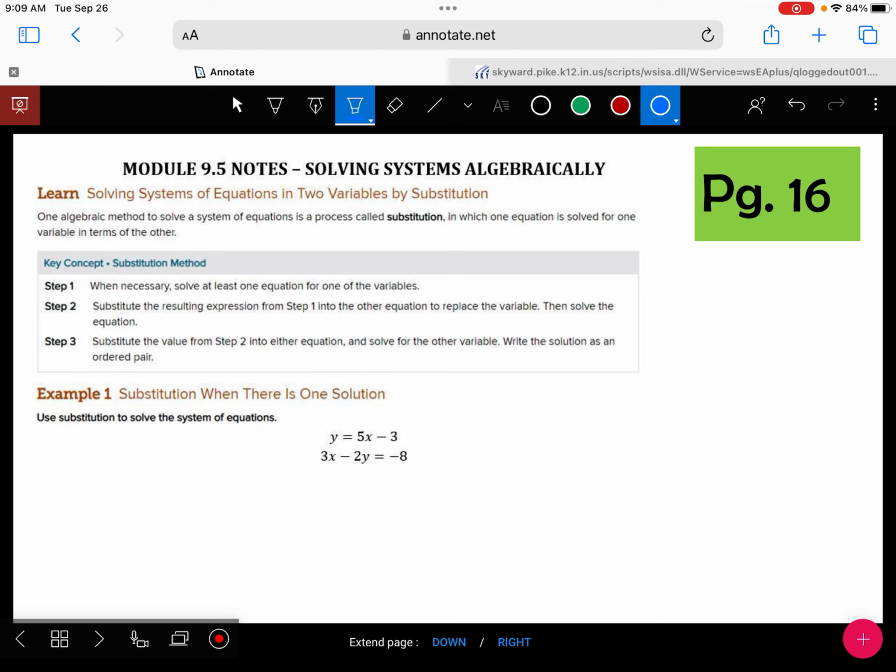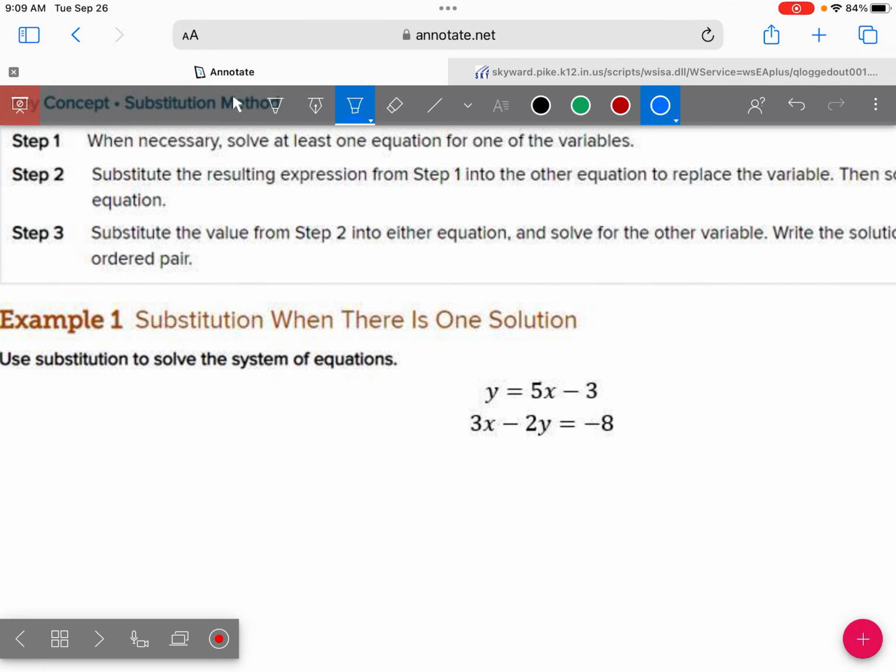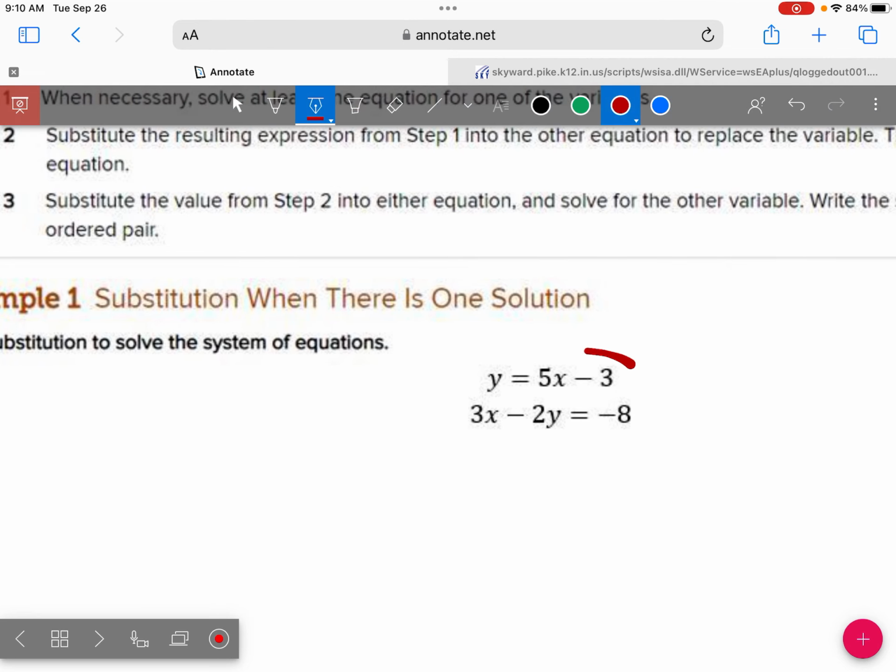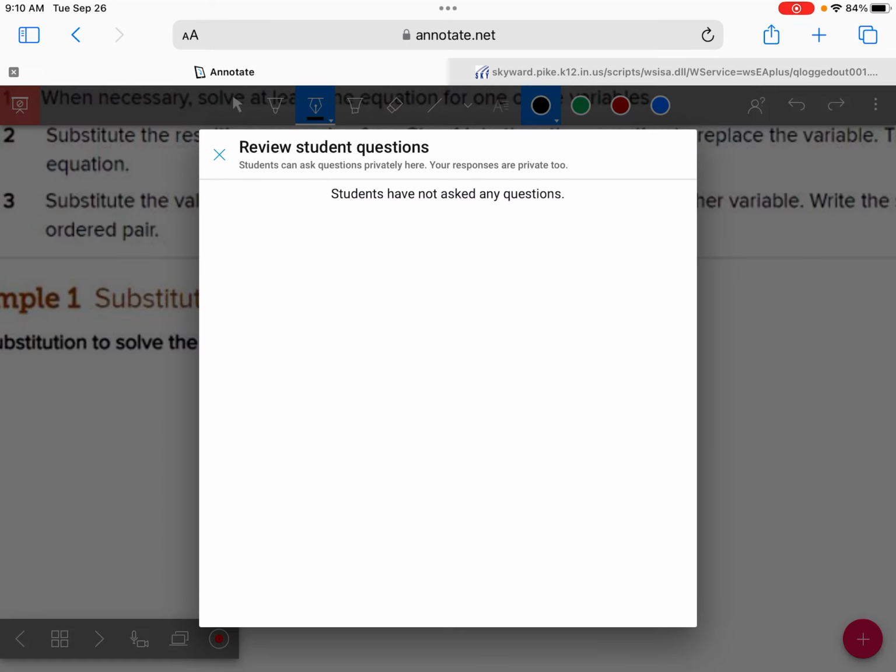And when you do the substitution method, one of the equations has to be solved for a variable. So do you see how this says y equals 5x minus 3? I want you to circle that 5x minus 3. Now what I'm going to do is substitute that in my second equation where there is a y. So I'm going to rewrite this equation. So it's 3x minus 2. Here, let me back up. That's a little too thick.